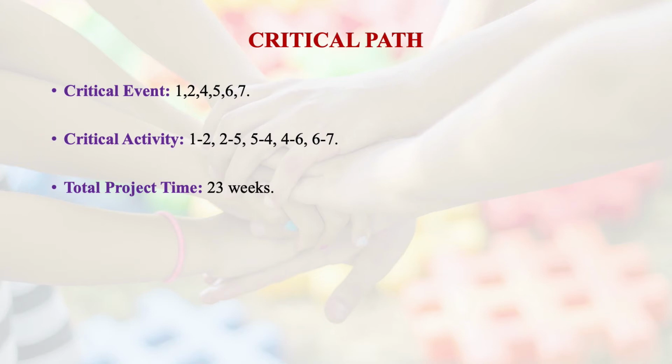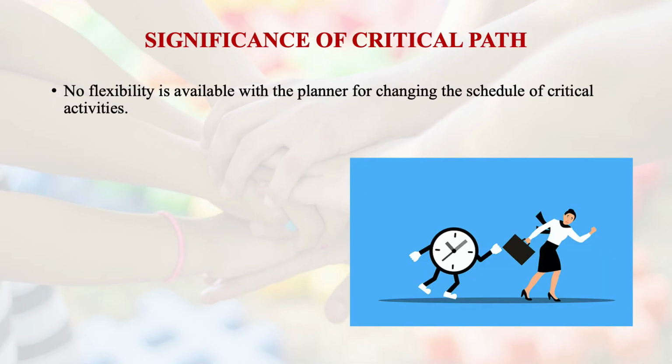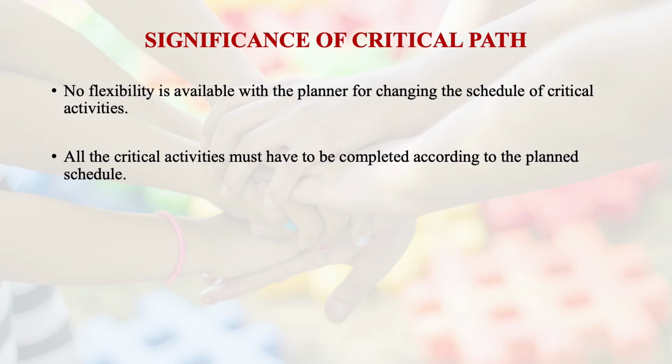So what is the significance of the critical path finally? No flexibility is available with the planner for changing the schedule of critical activities. You got to do them on time. If you don't do them on time, your project is going to be delayed. All the critical activities must be completed according to the planned schedule, otherwise our project is delayed. So this is the significance of the critical path.